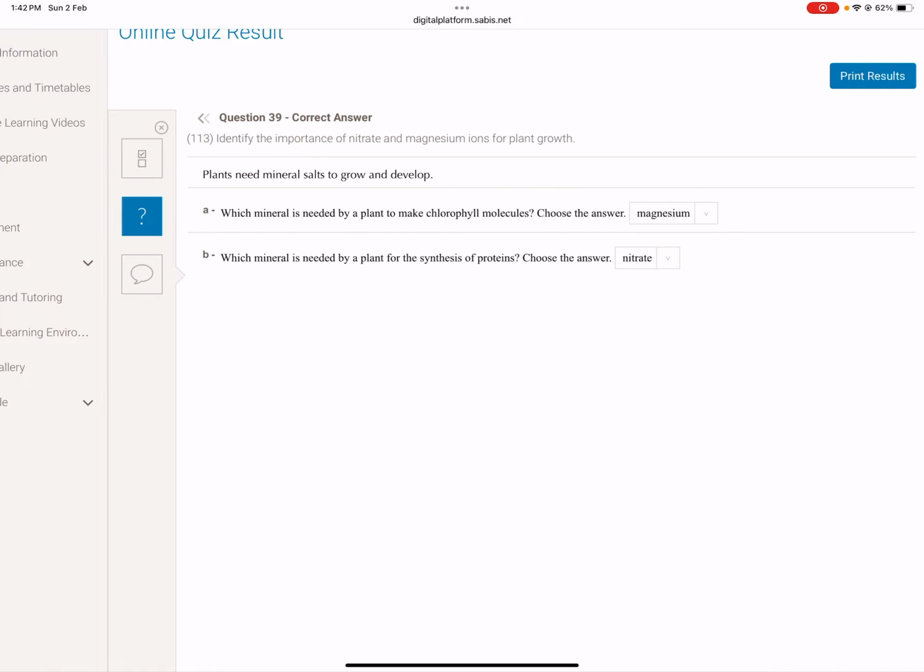Okay, to make chlorophyll, we need magnesium, and to make proteins, we need nitrate. This is also from the material we previously did.